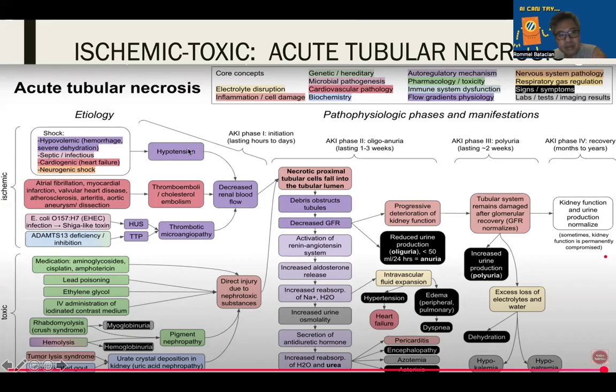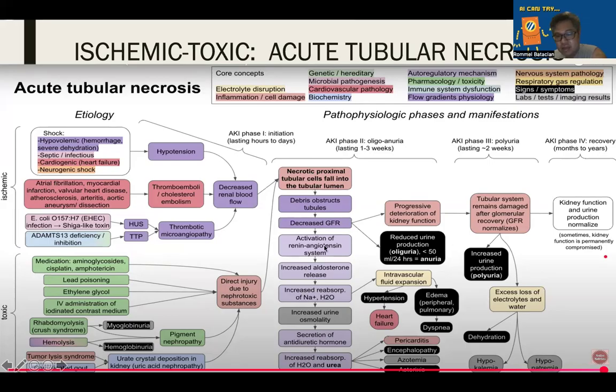So what happens, for example in septic shock, is there is a decline of blood pressure leading to decreased renal blood flow. The first affected would be the proximal tubular cells. The necrotic proximal tubular cells fall into the tubular lumen. This cellular debris can obstruct the tubules, which could lead to a decline in the GFR, activating the RAAS.